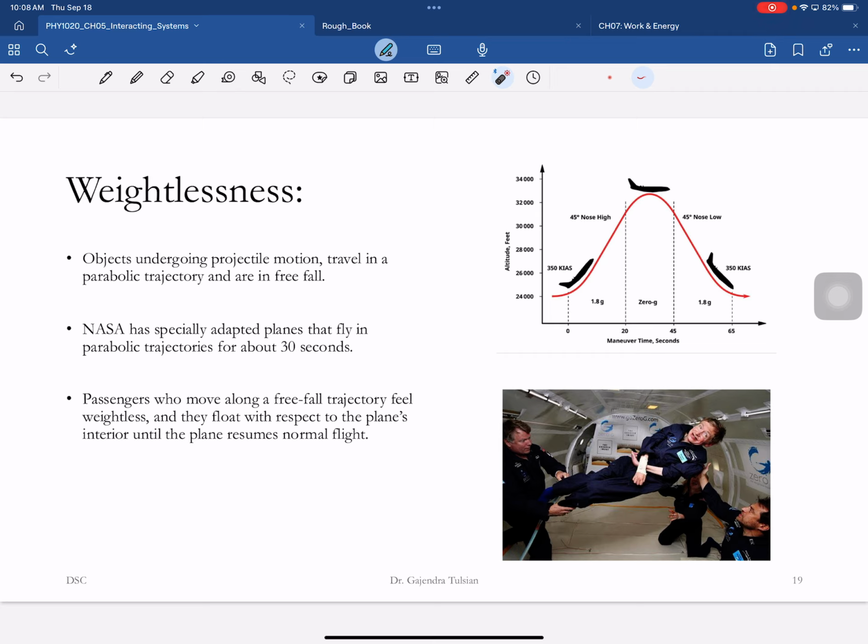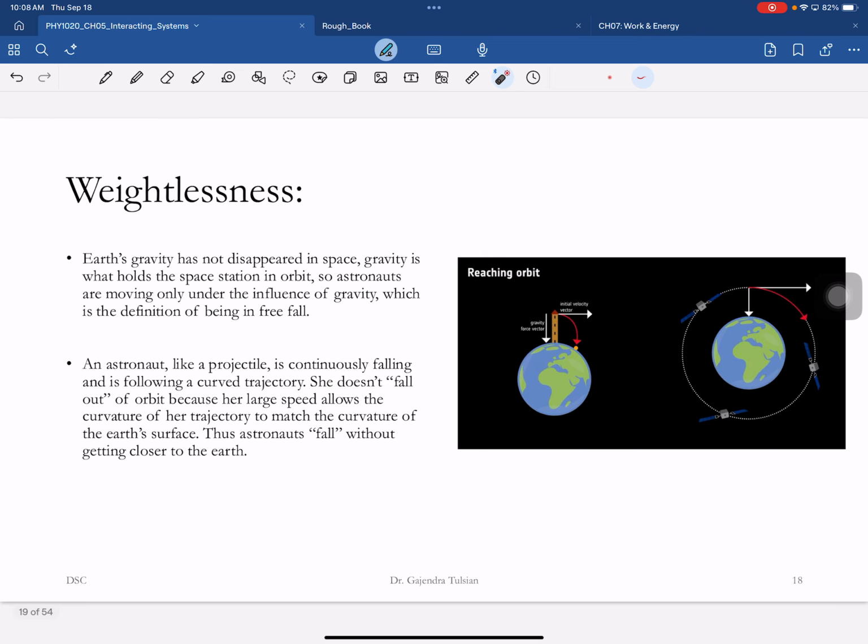And there are clubs at Embry-Riddle where students get to do this. So in each flight they do 20 or 30 of these loops. Each trajectory lasts about 30 seconds.